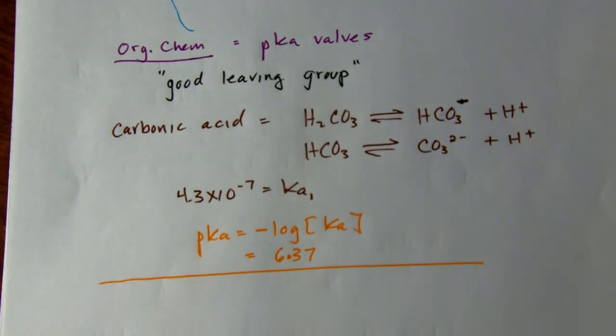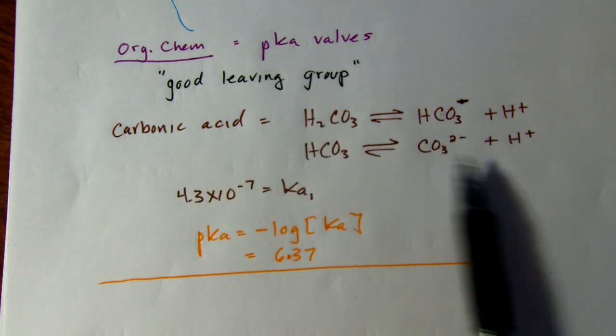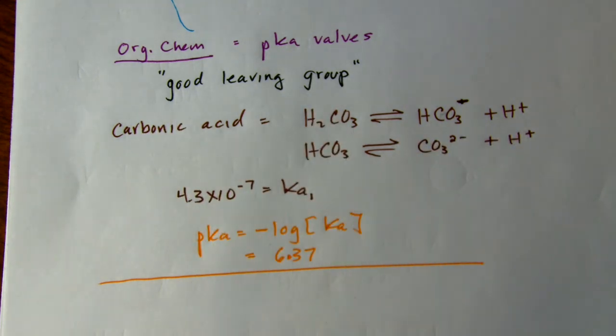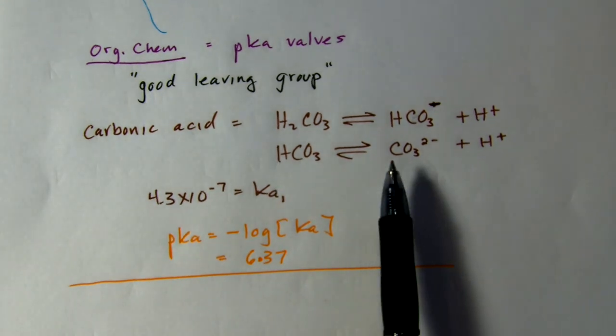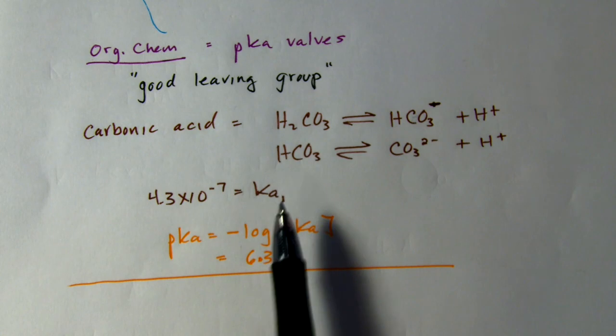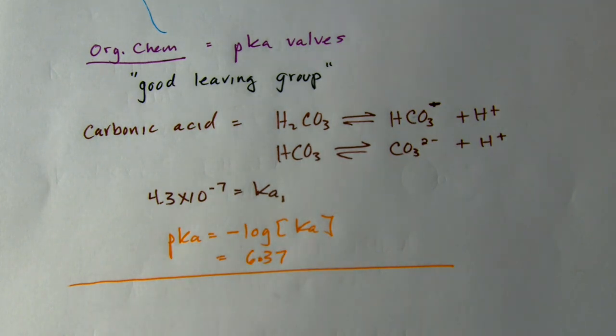We need to know organic chem pKa values because that's going to tell us whether we can determine a reaction will take place. This is not a common weak acid situation used in organic chemistry, but this example here is to show us about what are called the pKa values and how we calculate those.